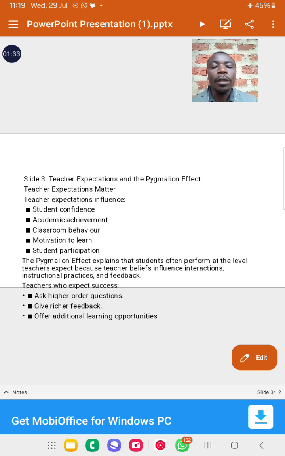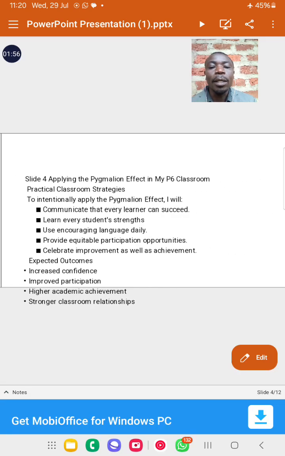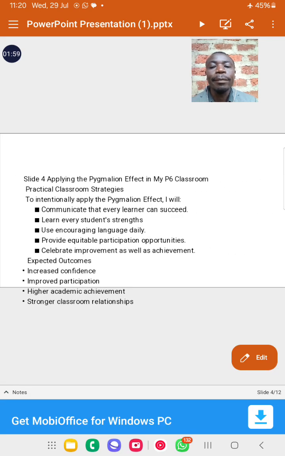The Pygmalion effect explains that students often perform at the level teachers expect, because teacher beliefs influence interaction, instructional practice, and feedback. Teachers who expect success ask higher-order questions, give richer feedback, and also offer additional learning opportunities. In my next slide, I'm looking at applying the Pygmalion effect in my Primary 6 classroom.